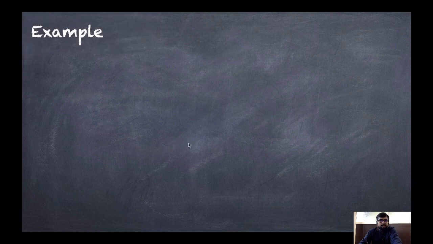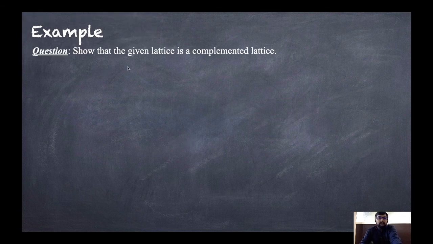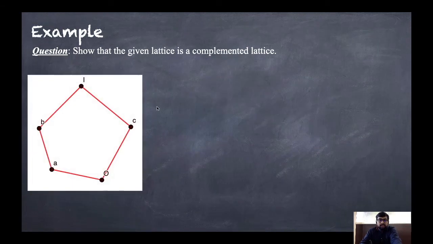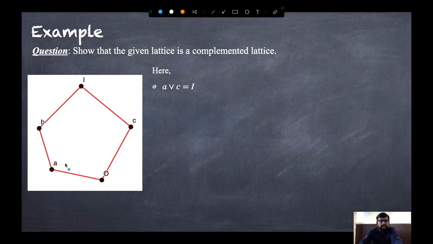Now let us take an example. Show that the given lattice is a complemented lattice. The question is like this. That is the Hasse diagram. Now here, A or C. That means A, where is A? This is A and this is C.